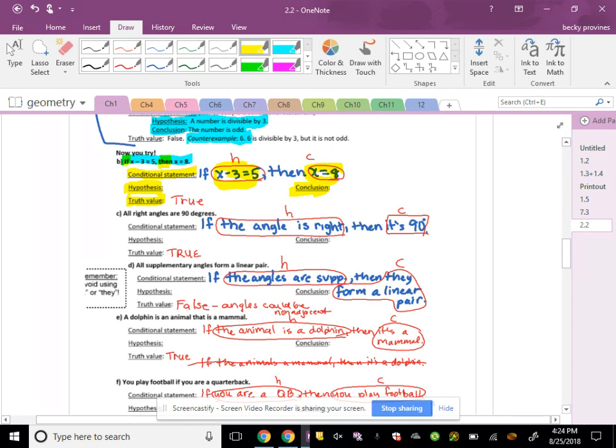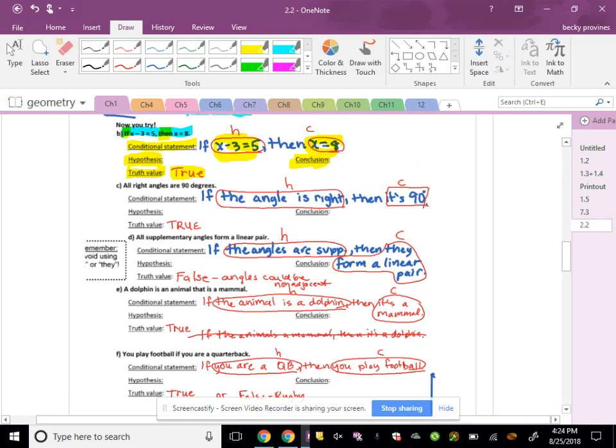Now you're going to tell me every time if you have this equation, x minus 3 is 5, do you always get 8? And no matter how you do it, if you add 3 to the other side and you solve for x, you always get 8. So this is true.